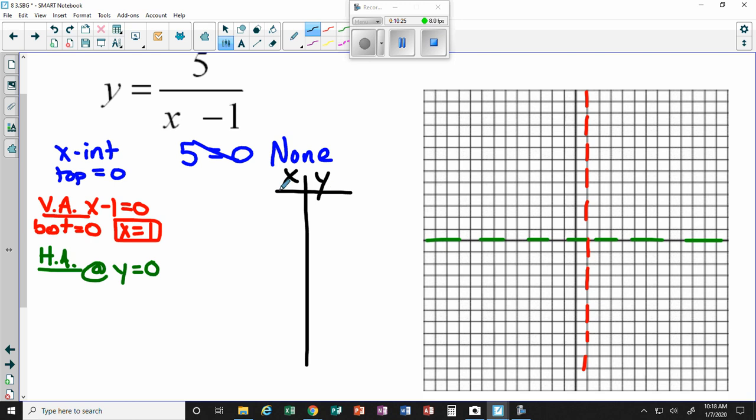So did we find the vertical asymptote? Where's our vertical asymptote at? 1. Okay. Where's the horizontal asymptote at? Careful. Not 5, because there's no x there. The degree on top is 0, the degree on bottom is 1. So the bottom's bigger, so it's at y equals 0.